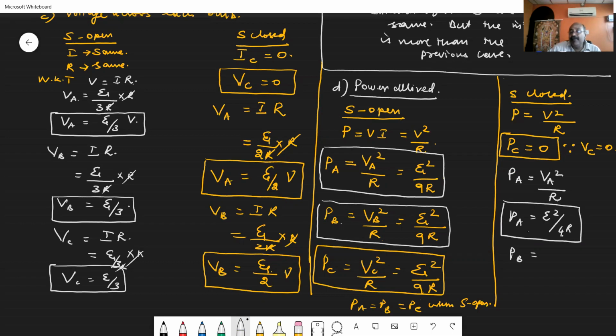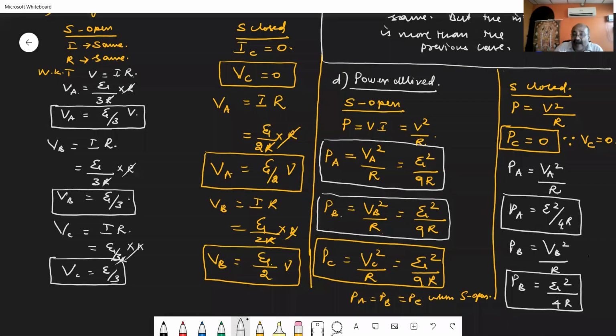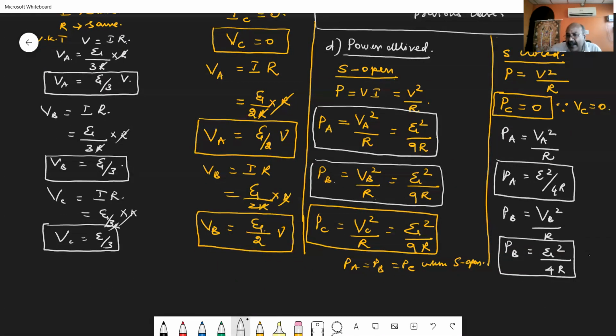Similarly, the power delivered by B is VB square divided by R. VB is E by 2, so again E square divided by 4R. So when the switch is closed, PA is equal to E square divided by 4R, and PB is also E square divided by 4R. Here we can write, when the switch is closed, power A is equal to power B. But the power delivered by C is equal to 0.